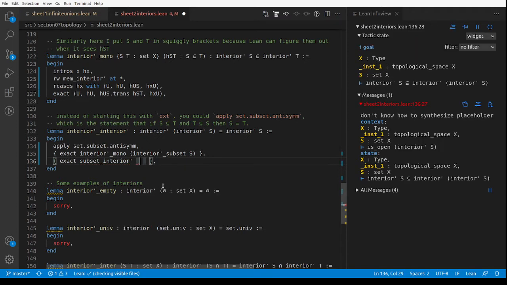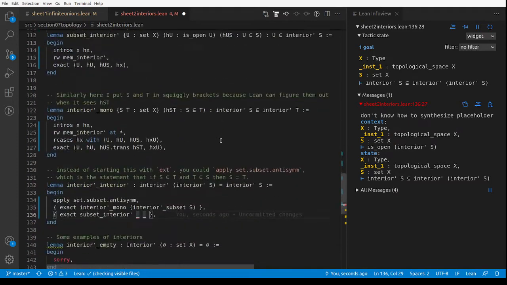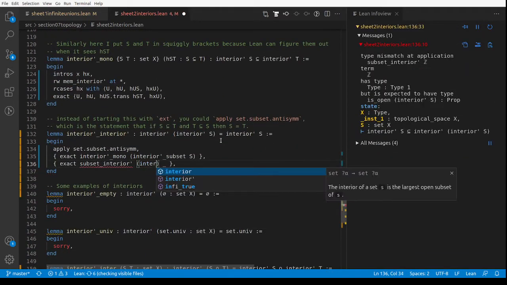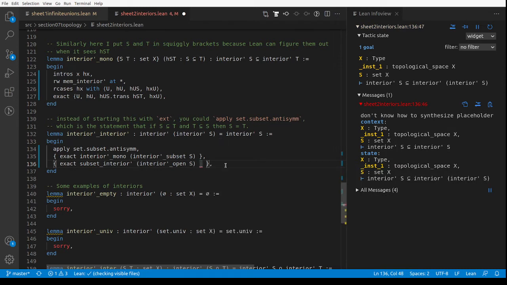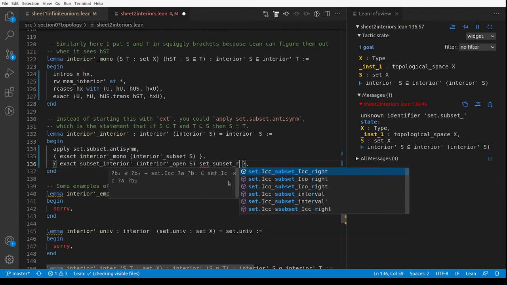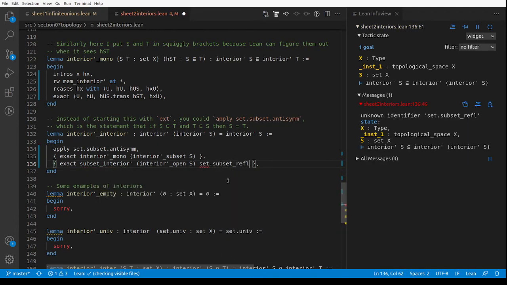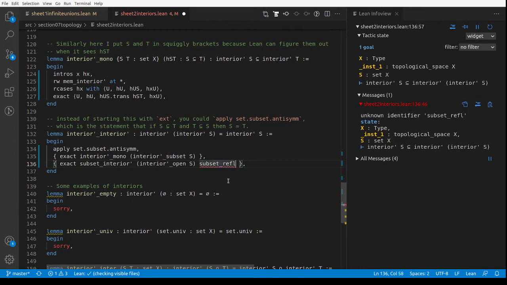Except we still have a missing proof. We need to prove the interior is open. Have I done that? Yes. Interior primed open, interior primed open S. And now we have to prove the interior of S is a subset of the interior of S. And that has got a name. It's probably called set.subset refl or something. No? That's a shame. It's definitely in there somewhere.